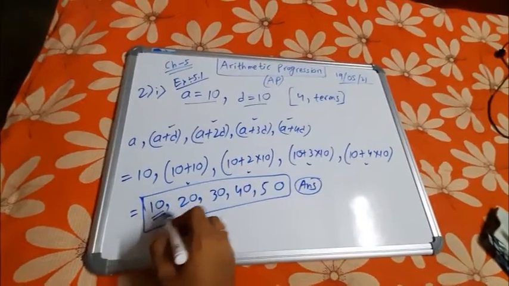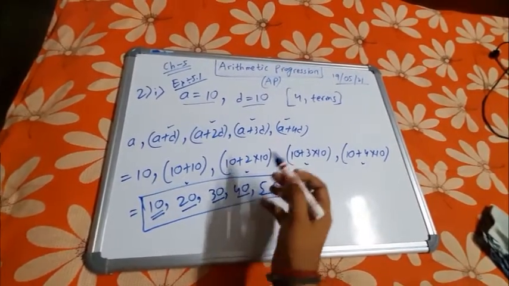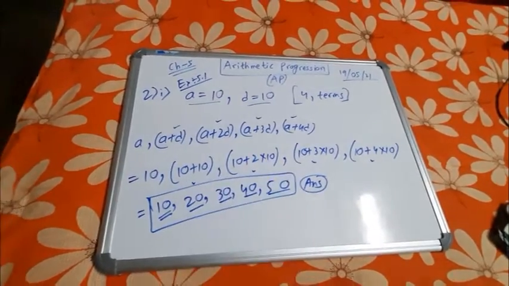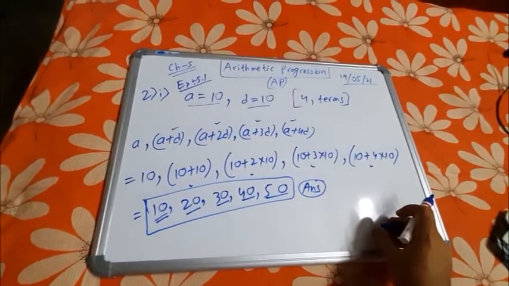The 10 is the first term and all those are the rest of the terms, and you can also see that the difference between every consecutive term is actually 10. It's coming perfectly as 10. So that's how you form an AP series.